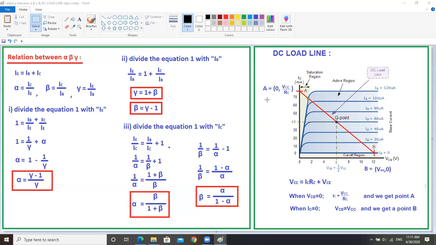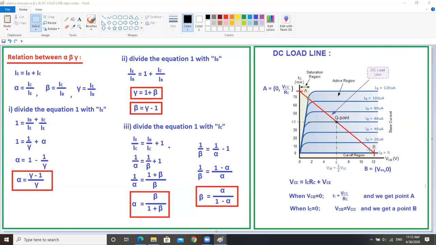Now we got 2 points on the x-axis as well as the y-axis. If VCE is equal to 0, IC is equal to VCC by RC. Now this point is (0, VCC by RC), point A. Similarly, if IC is equal to 0, VCE is equal to VCC. This is point B, nothing but (VCC, 0). Now we got these two points. If you join point A and point B, it will become the DC load line.